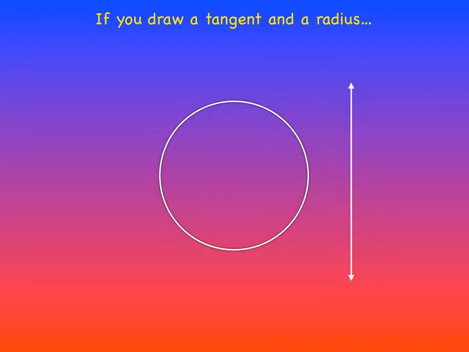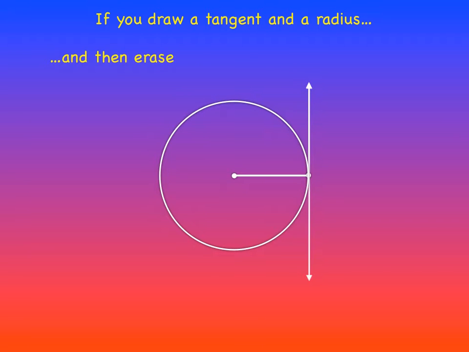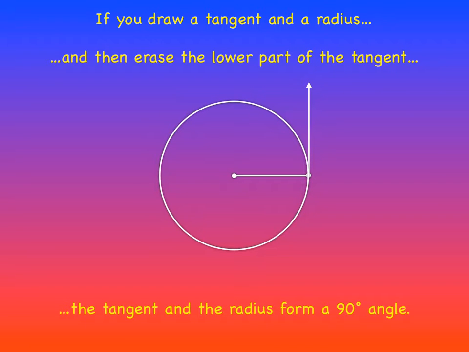If you draw a tangent and a radius, and then erase the lower part of the tangent, the tangent and the radius form a 90-degree angle.